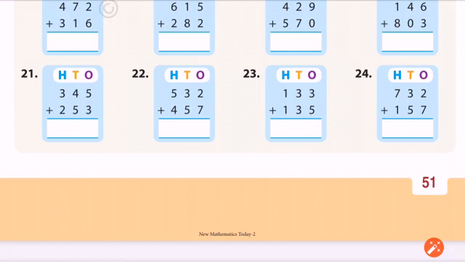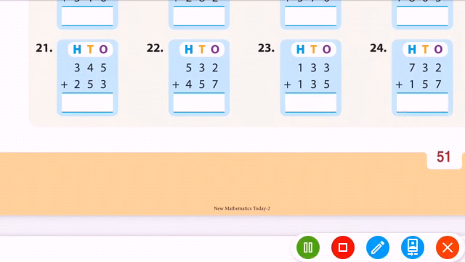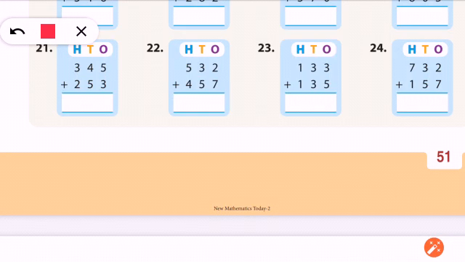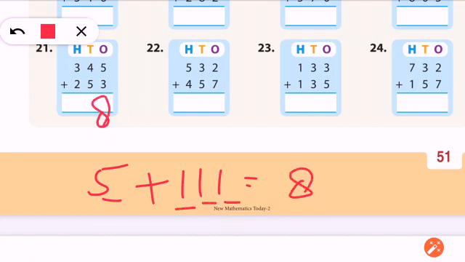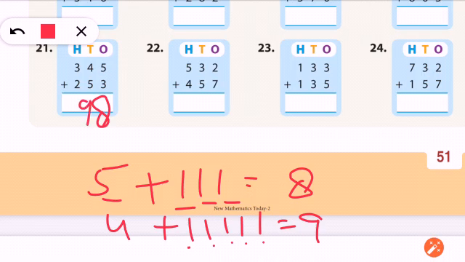Now we are taking question number 21. See, 5 plus 3. See, right here 5 plus 3. 1, 2, 3. So how much? 5, 6, 7, 8. The answer will be 8. Okay. 4 plus 5. 1, 2, 3, 4, 5. 4, 5, 6, 7, 8, 9. The answer will be 9. Okay. 3 plus 2. This you can do very easily.